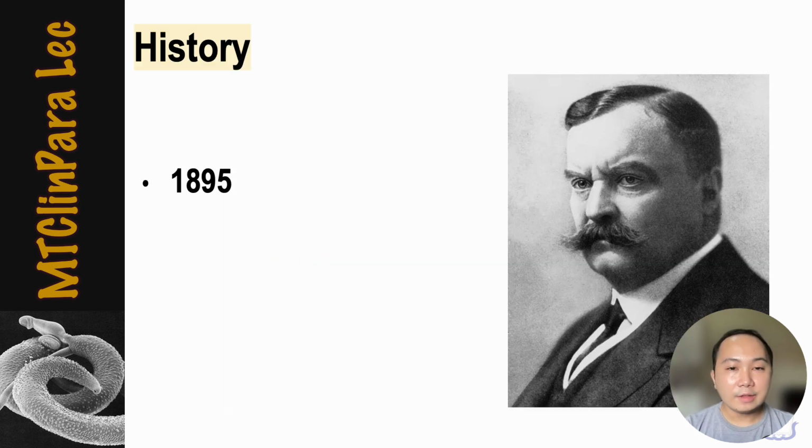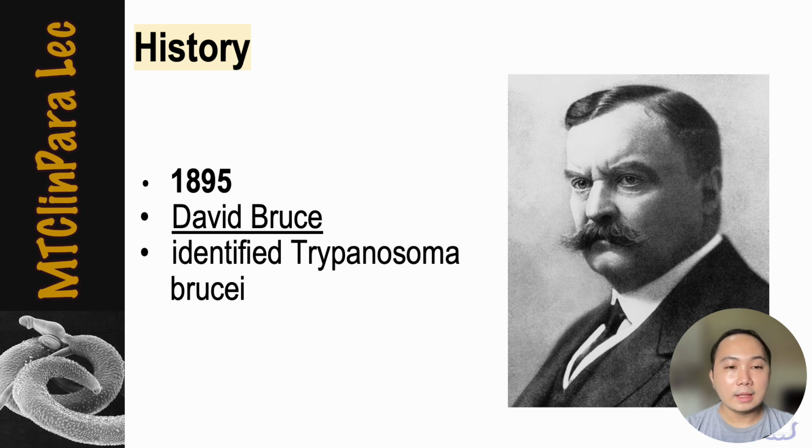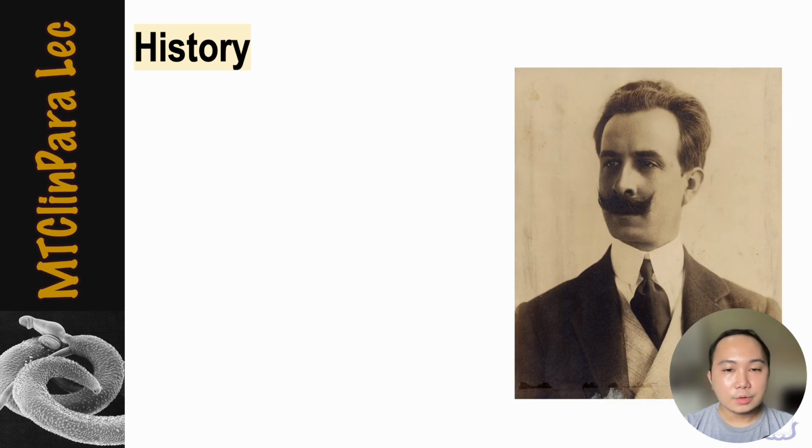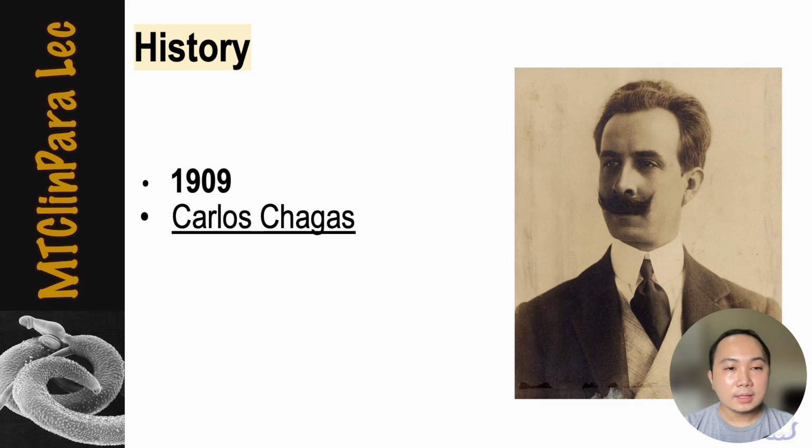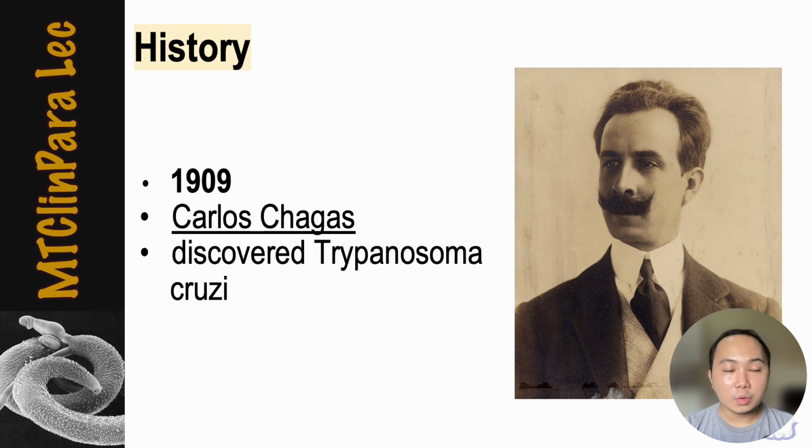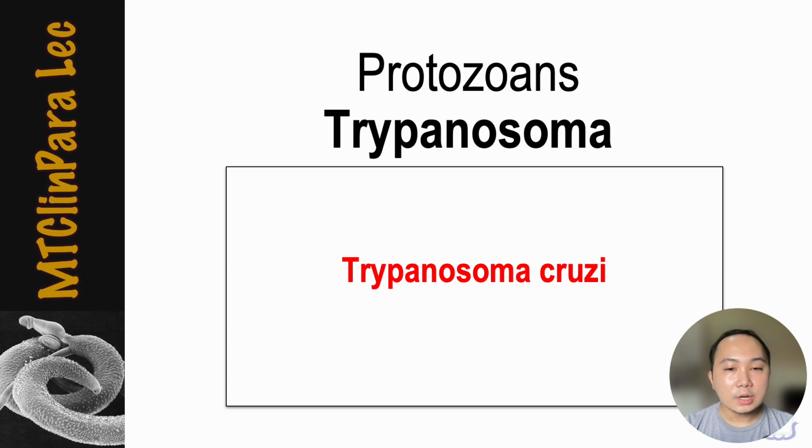In 1895, the first one to identify your Trypanosoma brucei complex is David Bruce. In 1909, Carlos Chagas is the first one to discover the Trypanosoma cruzi species. This usually is the causative agent of Chagas disease, based on the last name of the discoverer. So, let's move on to the first species. We have your Trypanosoma cruzi.